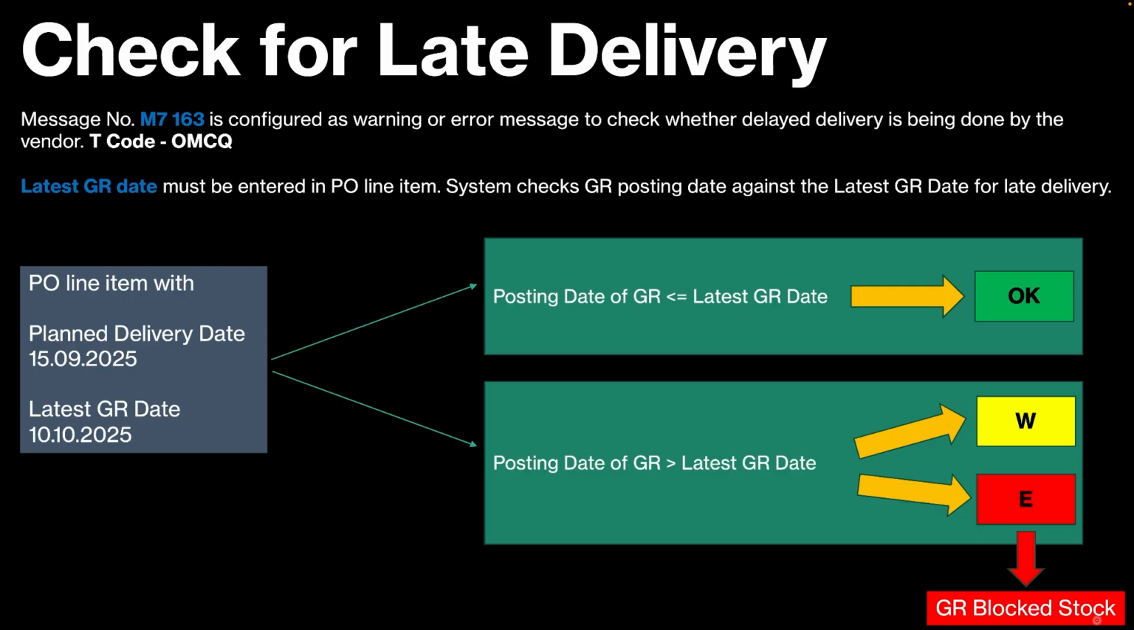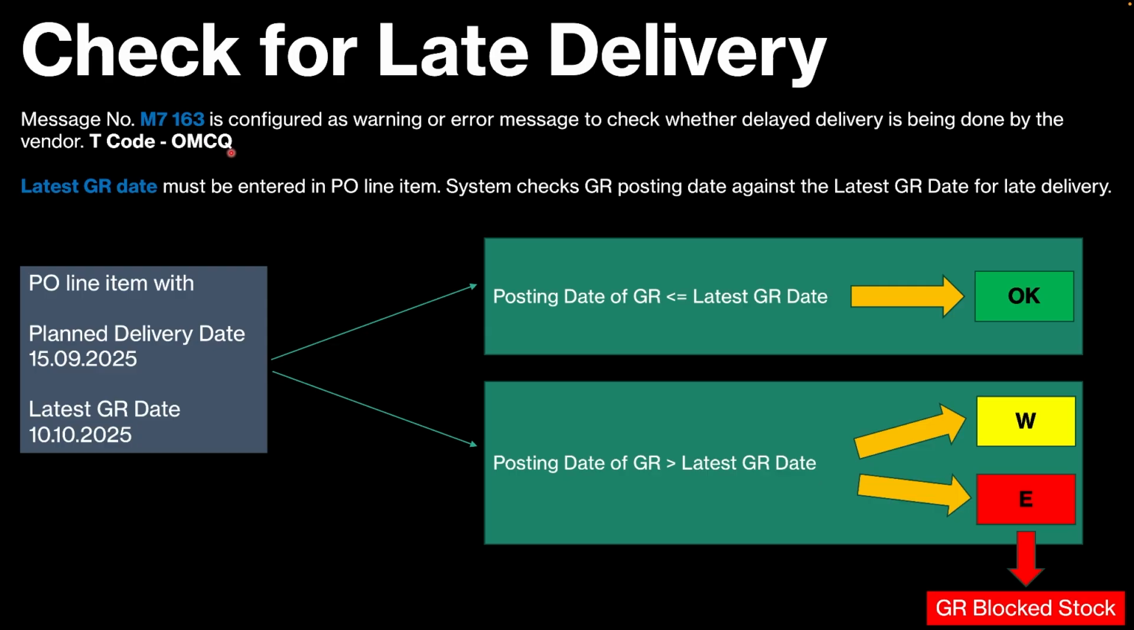And from this GR blocked stock, you can either post a return delivery, that is you can return this material to the vendor, or if the purchasing department allows late delivery for the material, then the purchasing department can modify the purchase order and change the latest GR date in the PO line item accordingly so that this GR blocked stock can be released. Okay, and for this late delivery, the message number is M7163 and you can configure this message through T code OMCQ.